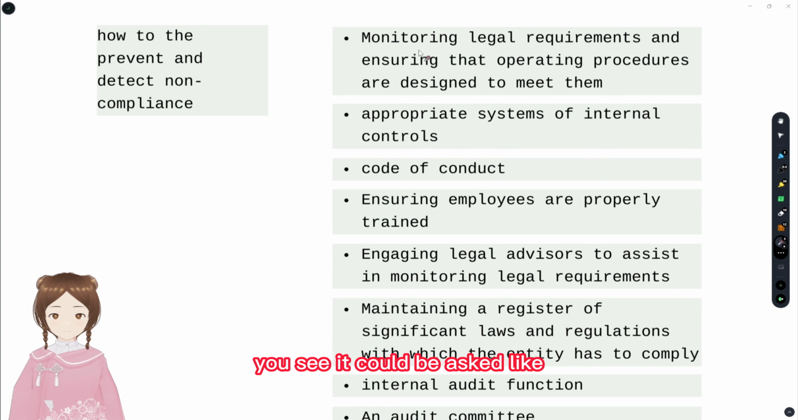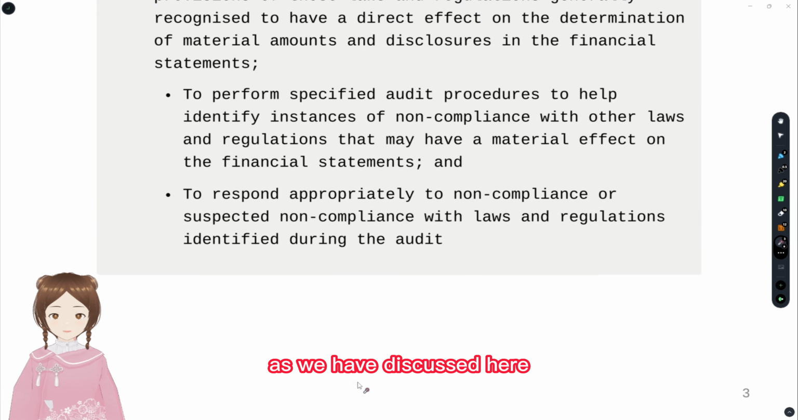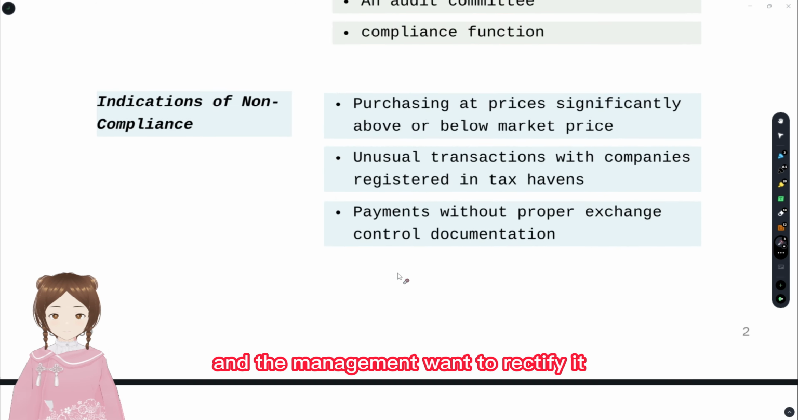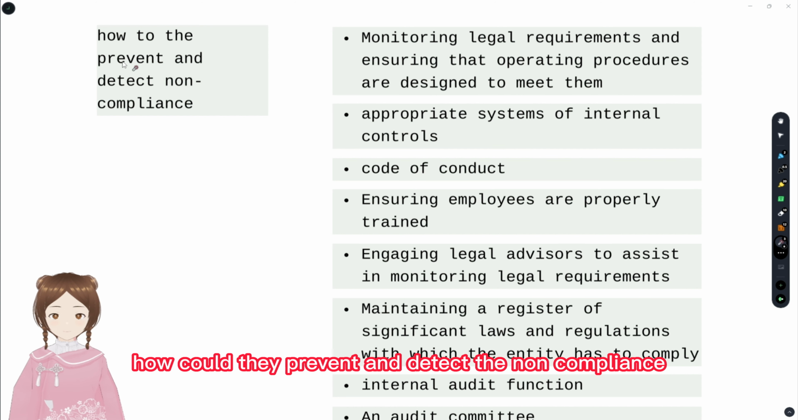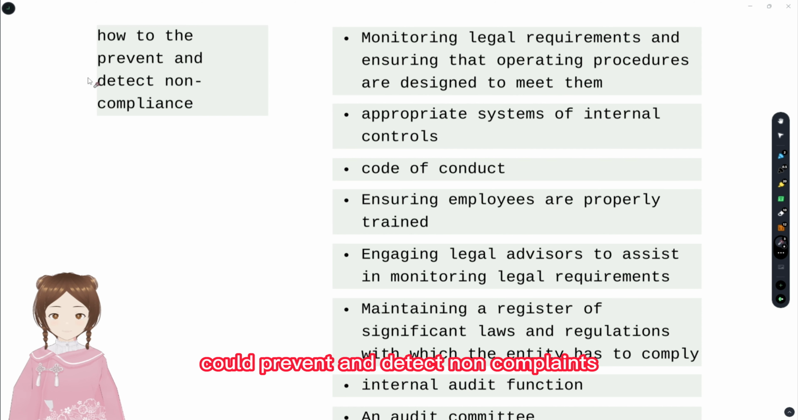You see, it could be asked that there had been a non-compliance which was unintentional, as we have discussed here, and the management wants to rectify it in the next year. They ask the auditor in what ways they could prevent and detect the non-compliance. What are the ways that the management could prevent and detect non-compliance? Monitoring legal requirements, ensuring that operating procedures are designed to meet them.